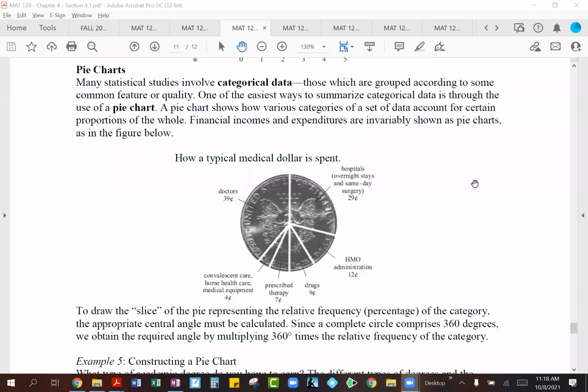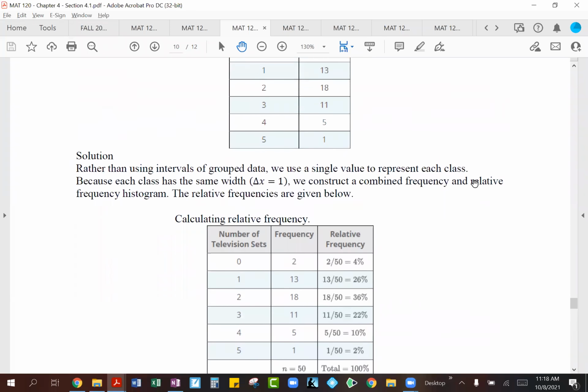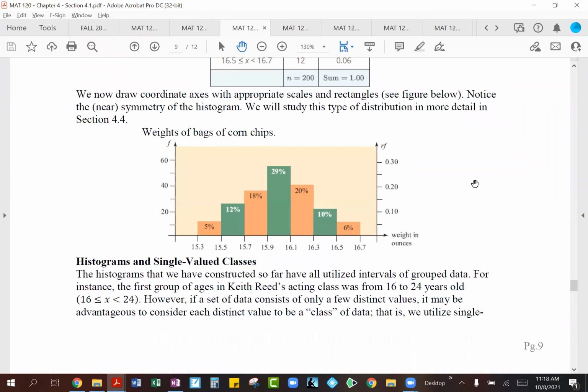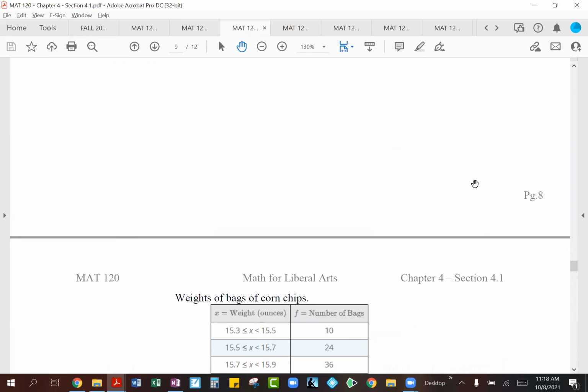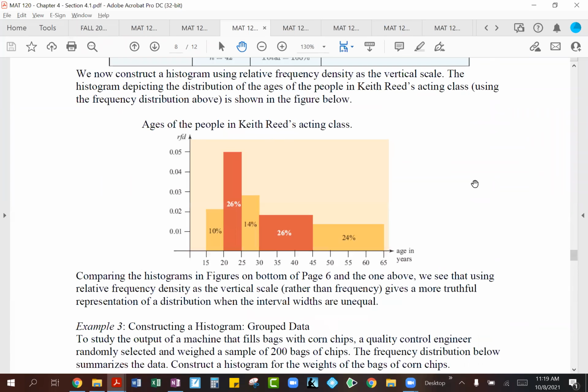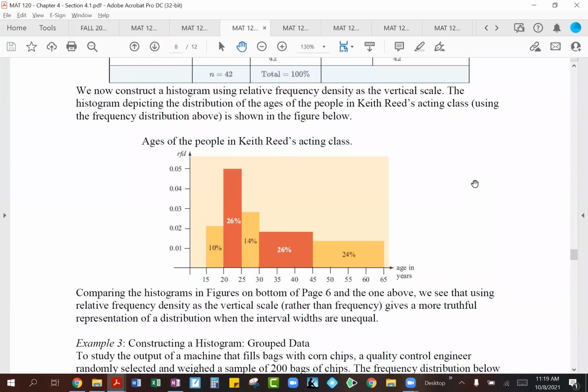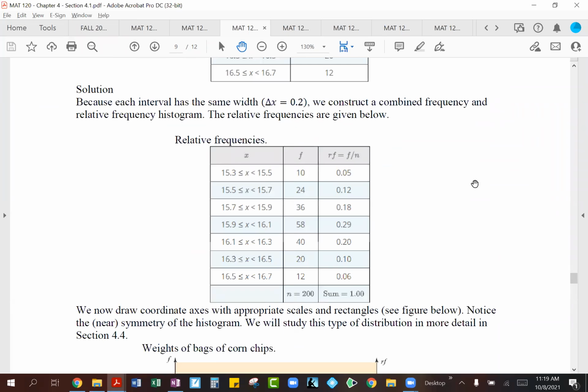We talked about how you can use relative frequency also as part of your histogram. And then remember the last part, we had talked about the relative frequency density to help us come up with a better representation of our data. And this was the example we had looked at.